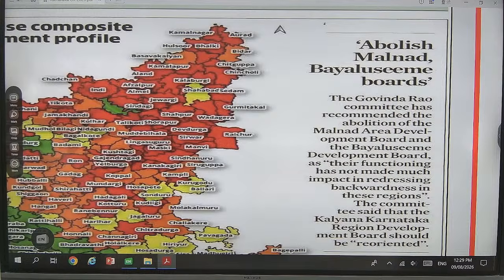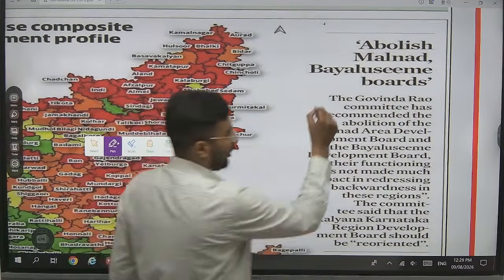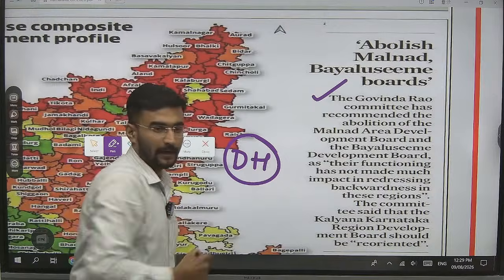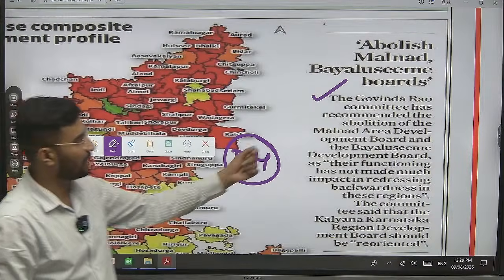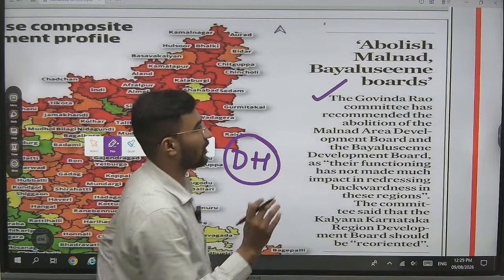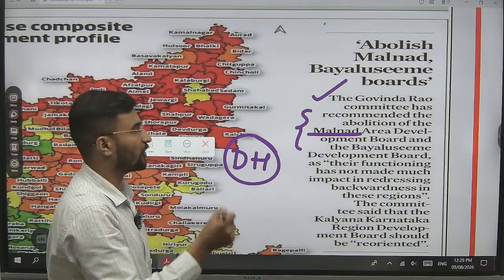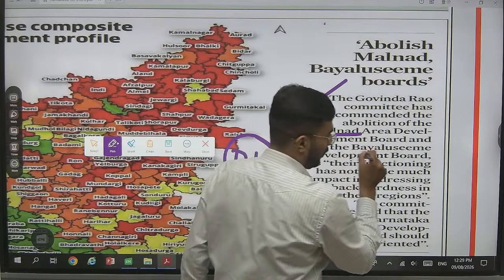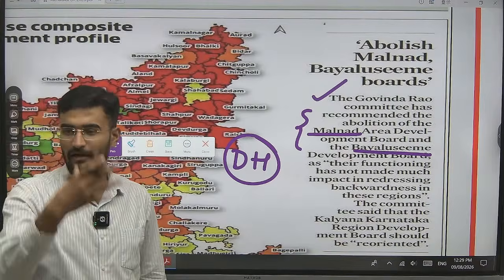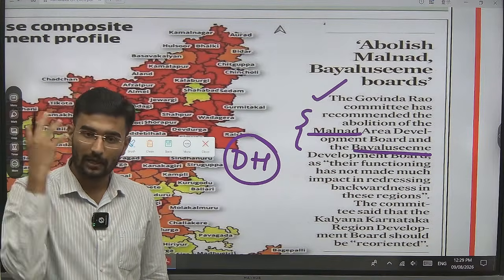Now abolish. What are we talking about here? According to the Govindraj committee, which appeared in the Deccan Herald newspaper, the committee recommended the abolition of which boards? Abolition of the Malnad Development Board. You know Malnad, the Western Ghats. We need to abolish that.